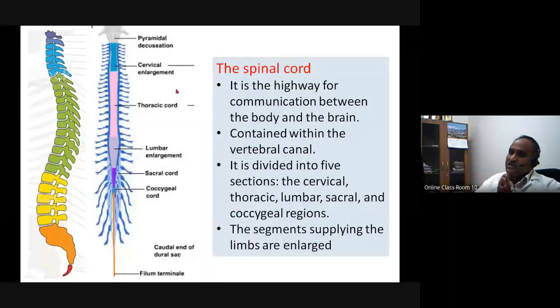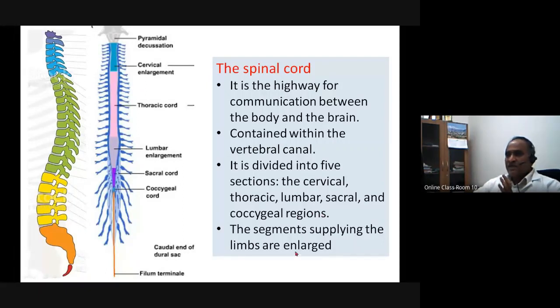The spinal cord is a highway for the communication between the body and the brain. Body means the entire peripheral segment entering into the central nervous system. It is contained in the canal of this bony structure called the vertebral column. As I have described, it is divided into 5 sections: cervical, thoracic, lumbar, sacral, and coccygeal regions.